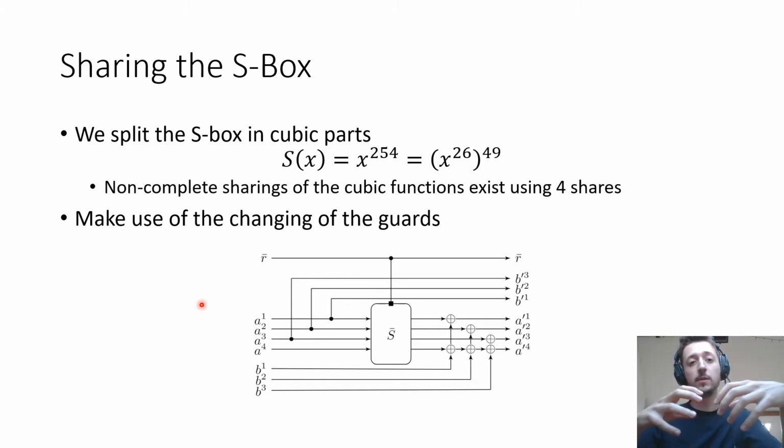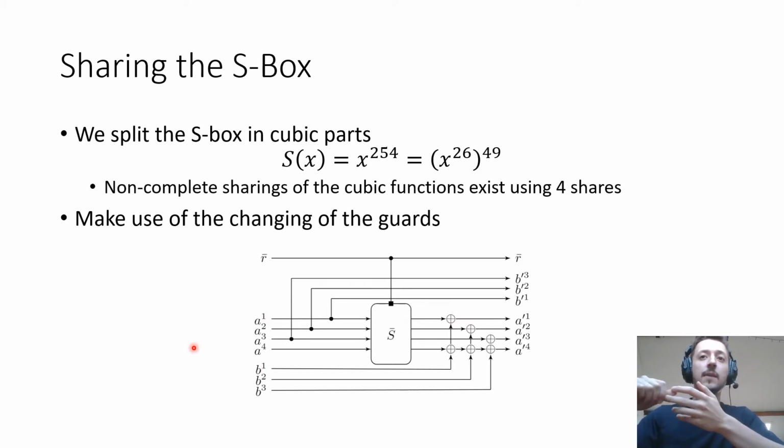Now, there is one weakness of the changing of the guards method, and that is that the output size needs to be the same as the input size. For example, here we have 4 output shares, and we also require 4 input shares for this to work. And that means that we can only split the AES inversion over 2 cubic functions, namely x to the power 26 and x to the power 49. To make a non-complete sharing, we need to use 4 shares.